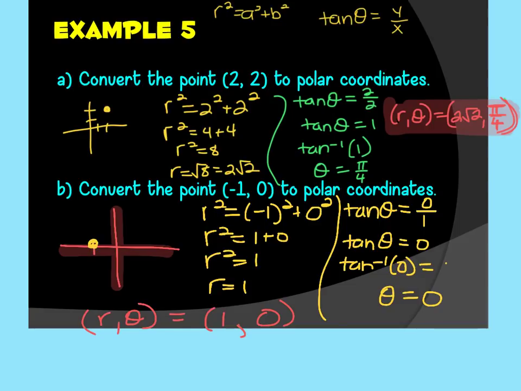That's what we have to fall back on our estimate for to begin with, because technically there are two angles. There's 0 and there's pi, and you use your graph to tell you which one's the right one to pull. So this would be pi. So 1 comma pi? Yep.